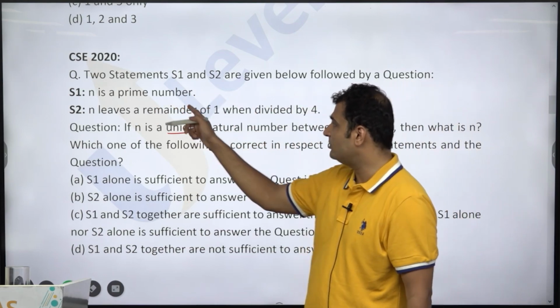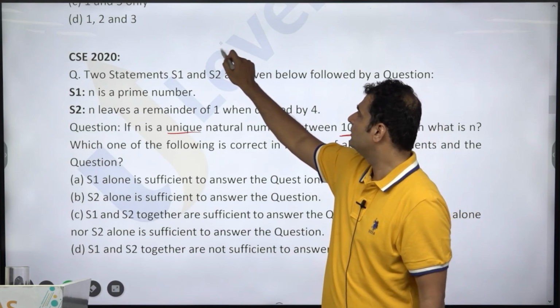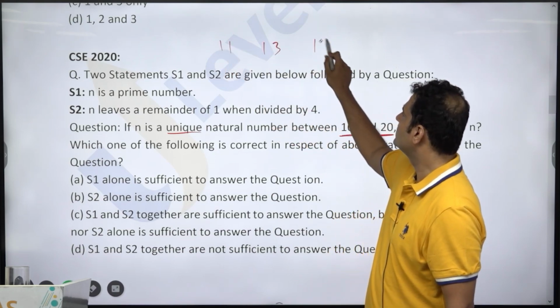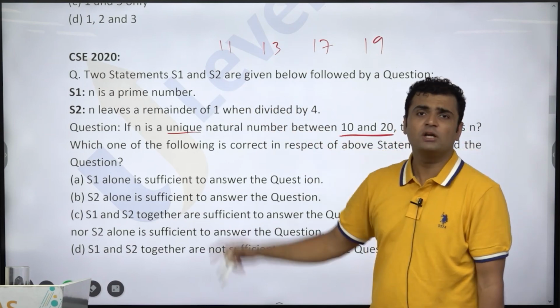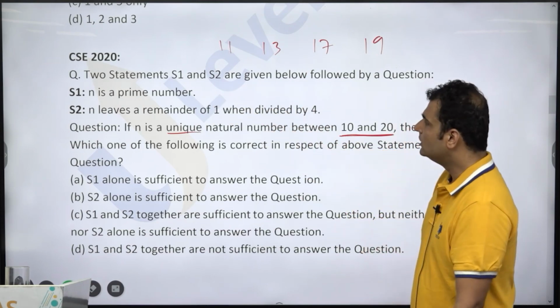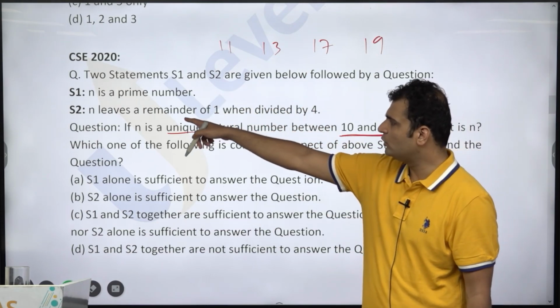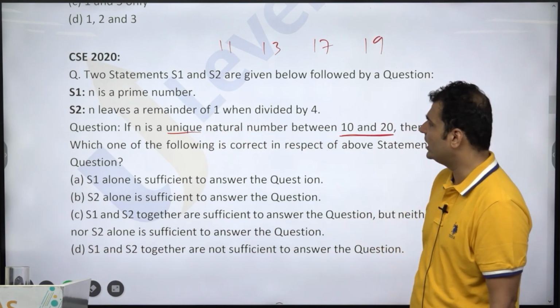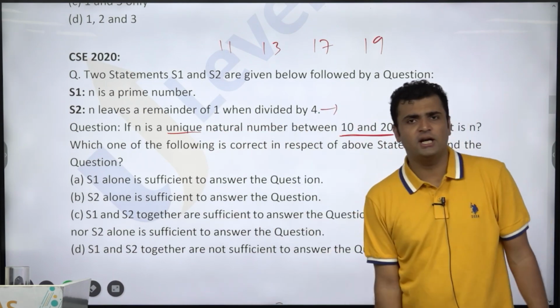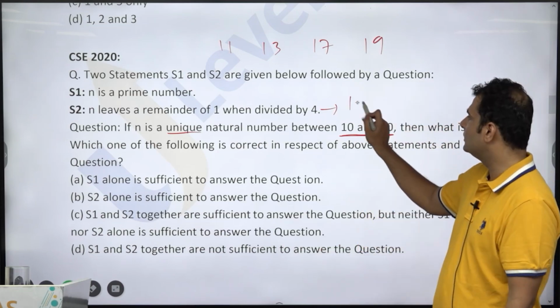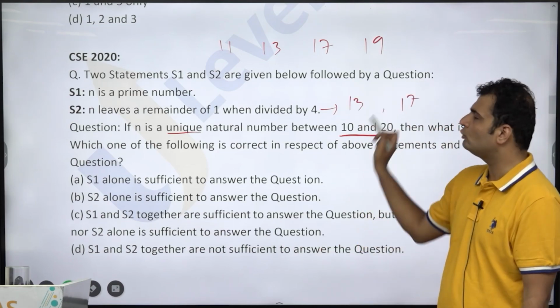First statement, n is a prime number. What are the prime numbers between 10 and 20? We have 11, 13, 17 and 19. So four possibilities. So statement 1 alone cannot give us a unique answer. Then statement 2, n leaves remainder 1 when divided by 4. What will statement 2 alone give us? Remainder 1 when divided by 4 means 12 plus 1 is 13 and 16 plus 1 is 17. Still we have two options.